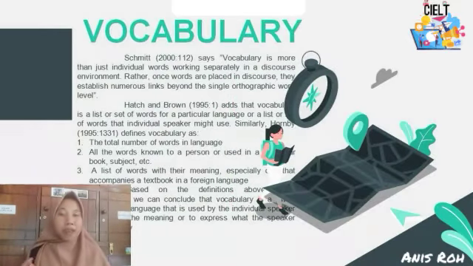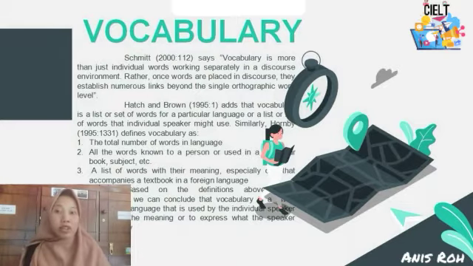Okay, vocabulary. It is from Smith, Hatch, and Brown. Vocabulary is more than just individual words working in a discourse environment. Rather, once words are placed in discourse, they establish numerous links beyond the single orthographic word level. This is about vocabularies.